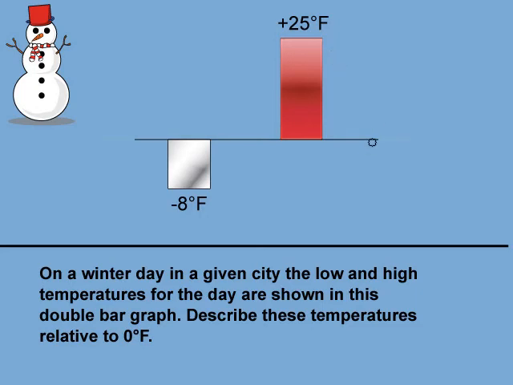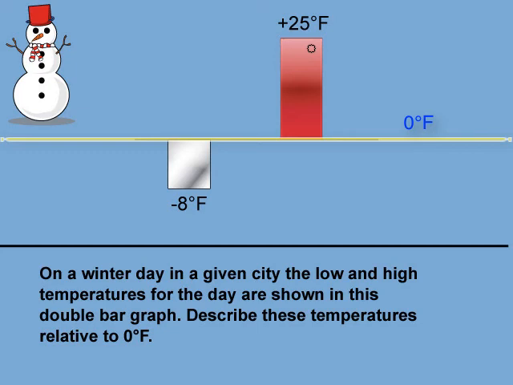First of all, the horizontal line represents 0 degrees Fahrenheit. So this bar represents a temperature of 25 degrees above 0. And this temperature represents 8 degrees below 0.